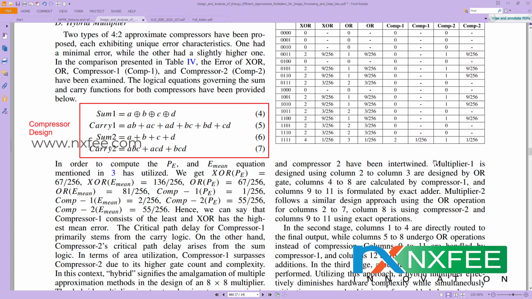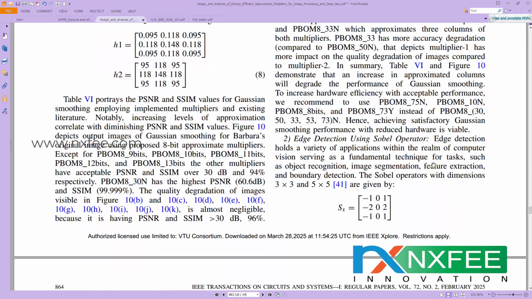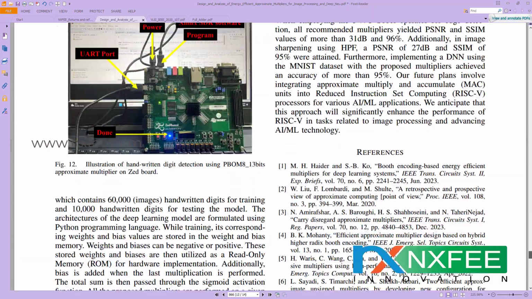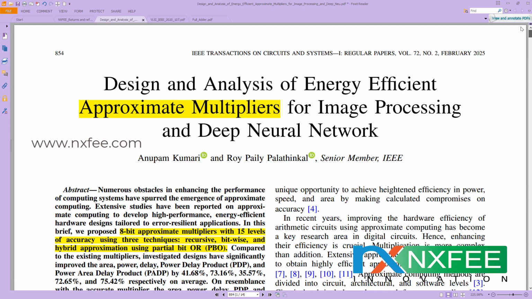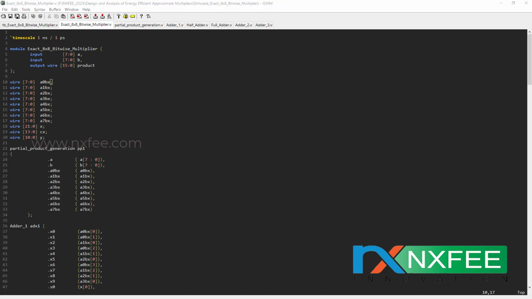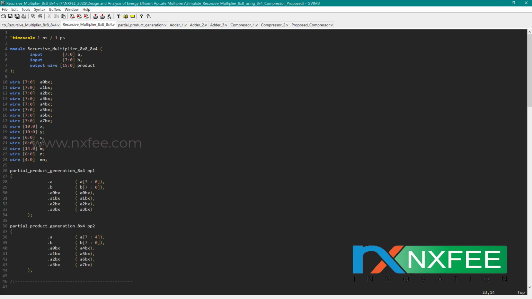After that, they implemented the image processing work. They have done Sobel edge detection in the paper, but we have not yet developed Sobel edge detection. As per the requirement of the additional proposal, we can develop the Sobel edge detection; it is possible work only. We have developed these works in Verilog HDL. This is the exact method code, this is the recursive method, this one is the recursive PBO method, and this is compressor 1 and compressor 2 and the proposed compressor method.